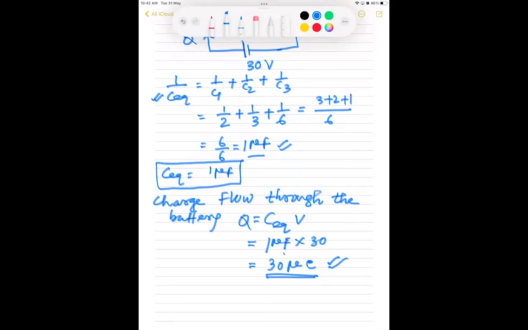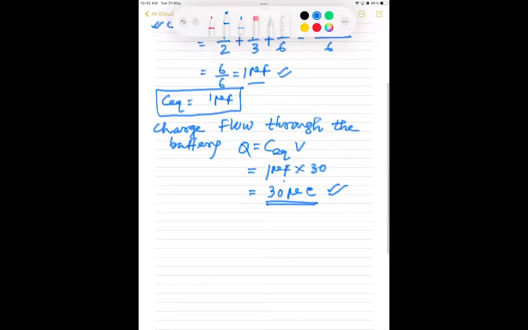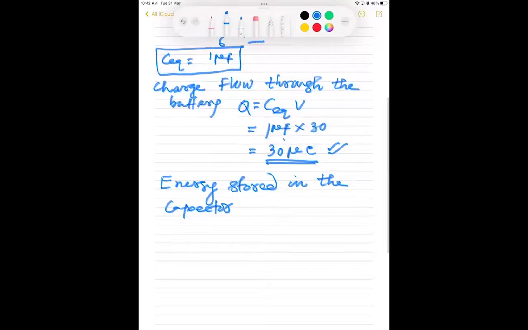Tell me the energy stored. What is the formula for energy stored in the capacitor? Anyone? Subrat. Somyaranjan. Energy stored in the capacitor, what is the formula? Next class, I will ask everyone all the formulas, right? Half CV square, correct? Yes or no?